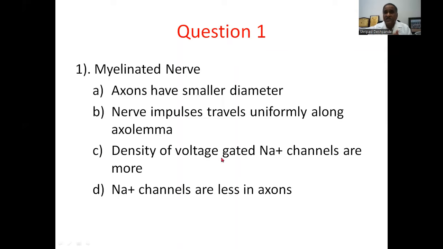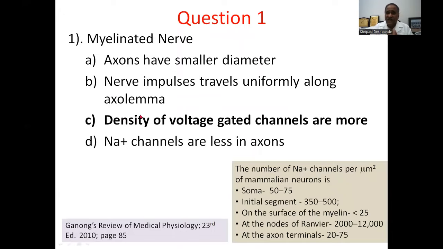Option C, density of voltage gated sodium channels is more. This statement would be true at the nodes, that is, in the myelinated nerve the density of voltage gated sodium channels is more at the nodes of Ranvier. And option D is sodium channels are less in axons. For me, option C appears most appropriately correct. I say that option C may be the true answer.